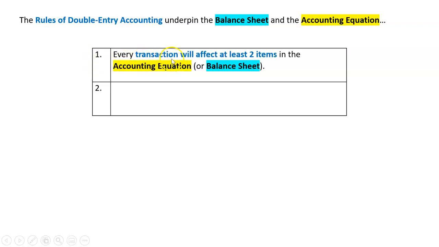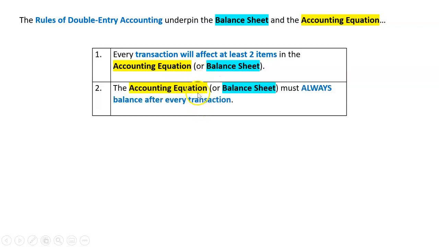Every single transaction that we have will affect at least two items. It just says at least, so it's got to be two. Could be more, could be three, could be four, and we'll do some where there's five. 2 to 5 items in the accounting equation of the balance sheet. And the second rule is the accounting equation or the balance sheet must always balance after every one of these transactions.